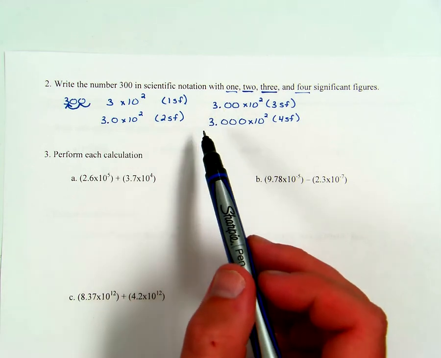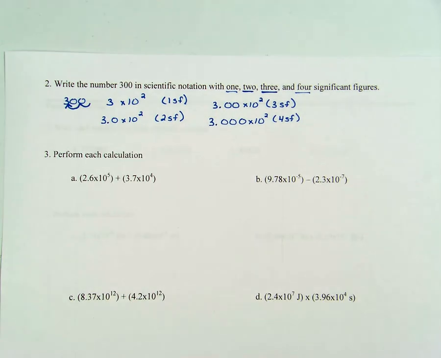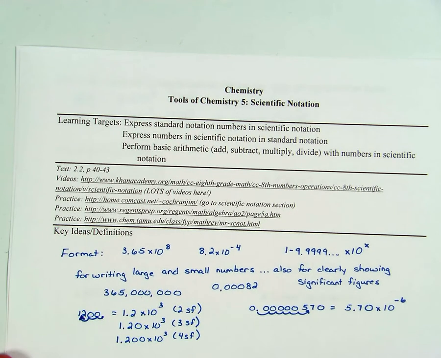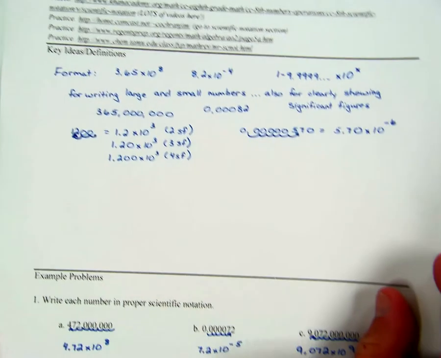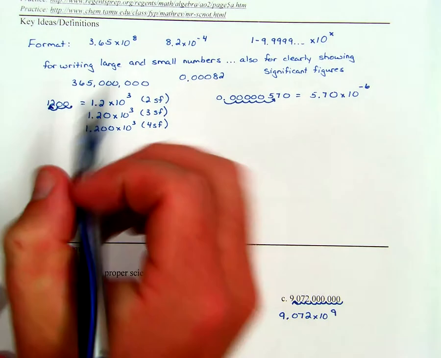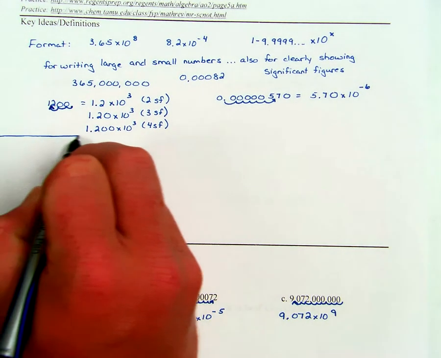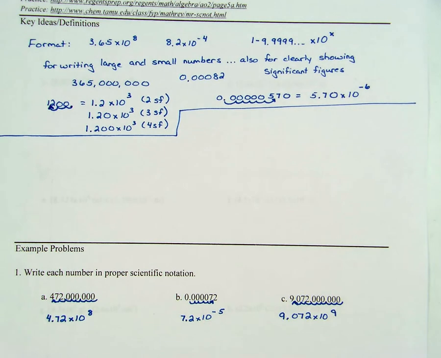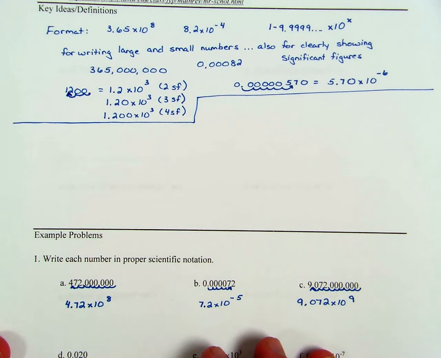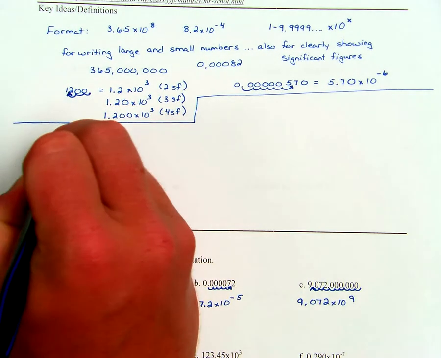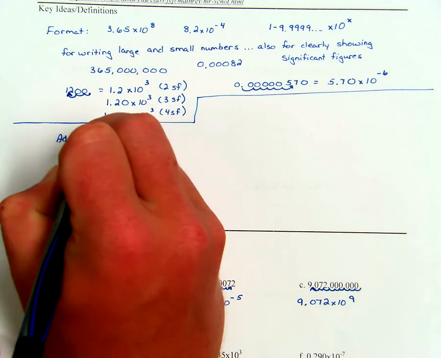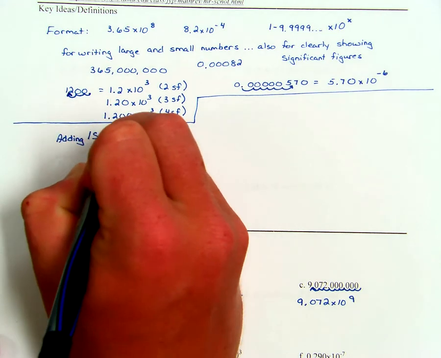Alright, going to go back to the key ideas sheet here, and we're going to talk about how we deal with these numbers in scientific notation whenever we have to use them in calculations. So I'm just going to separate this here a little bit. Alright, the first set of rules or type of calculation we'll look at is with adding and subtracting. Same procedure whether we're adding or subtracting.